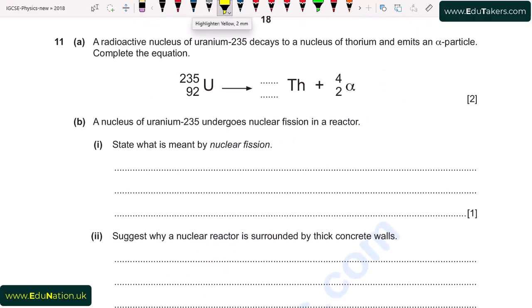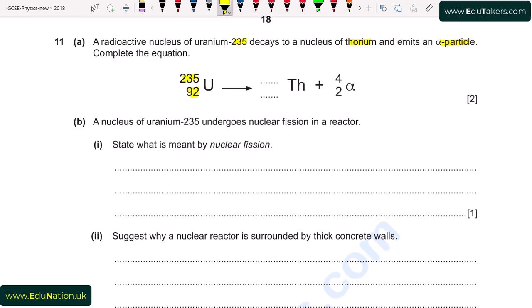Question number 11, part A. A radioactive nucleus of uranium-235 decays to a nucleus of thorium and emits an alpha particle. Complete the equation. So here is the uranium whose atomic number is 92 and mass number is 235.